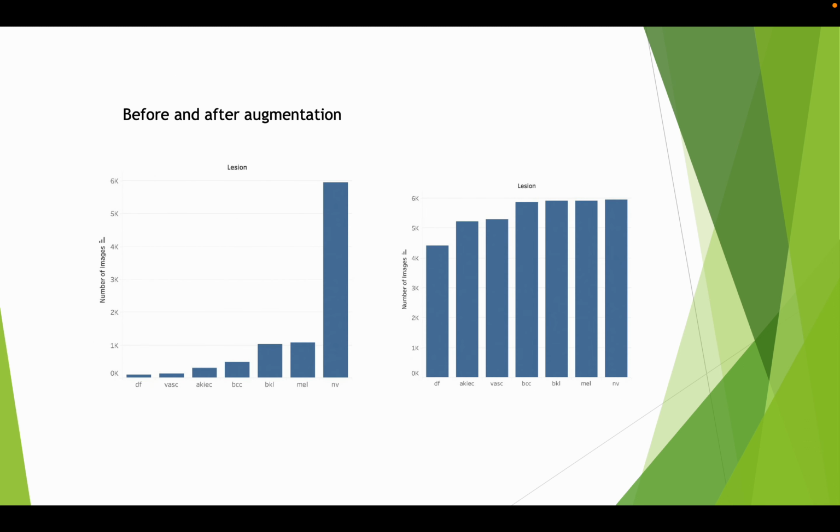When you see the image here, the left image consists of all the diseases. You see that the Nevi disease has the highest number of photos, whereas the other diseases are very low. After the data augmentation, I made sure that almost every disease has an equal number of photos so that it could be easy for the training.